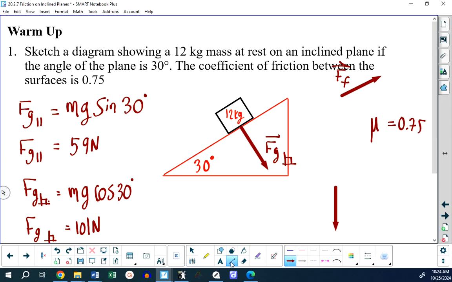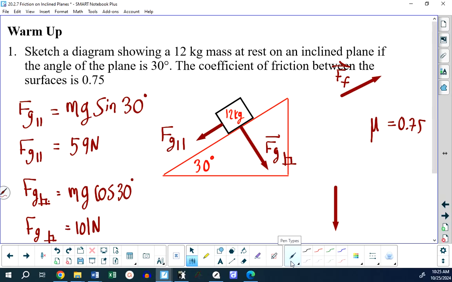Then the force of gravity parallel to the ramp is a little bit more than half of that. Right? This is 101 newtons, and this is only 60 newtons. Well, 59. So we can label that. And again, I apologize. I don't think I've organized this whole warm-up in a really efficient way. Okay? So we have those two forces.